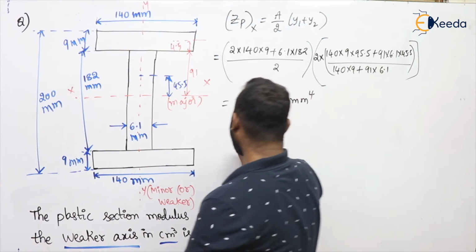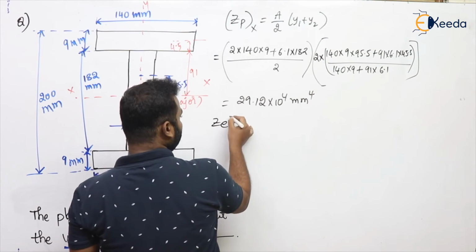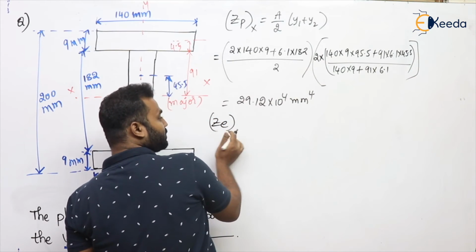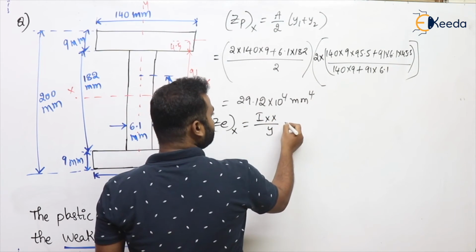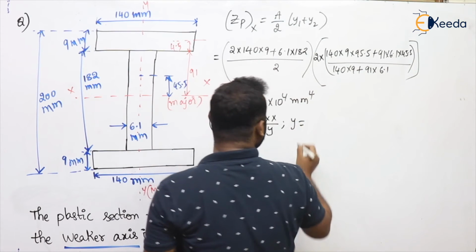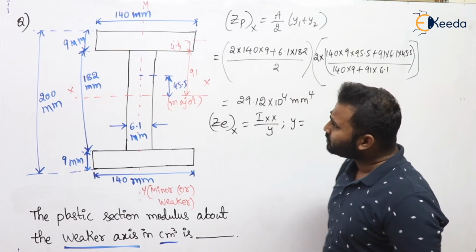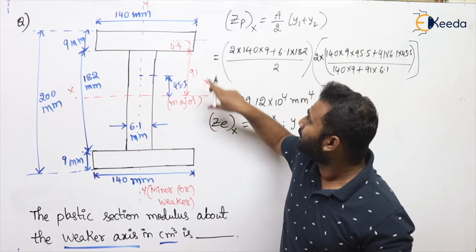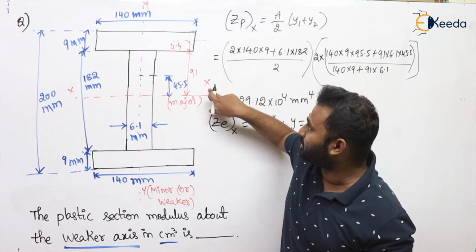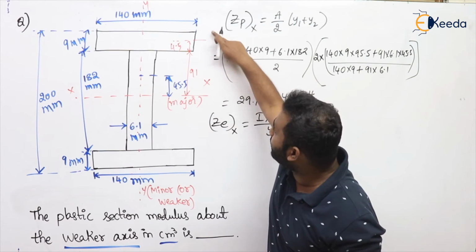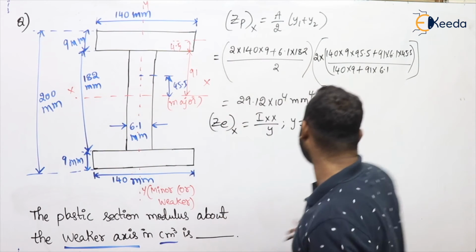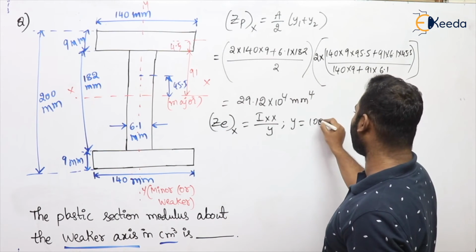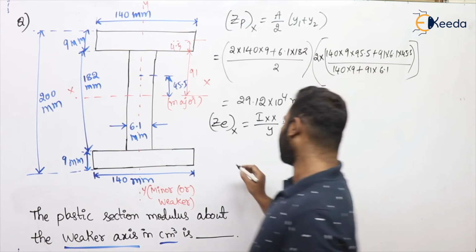Now let us see ZE. ZE means the elastic section modulus along XX. That is IXX upon Y. Is that okay? And coming to the Y, Y is nothing but the distance of the extreme fiber from this XX axis. How much is the distance from here to here? 100. So total distance is 200. Half of 200 is 100. So Y is how much? 100 mm.